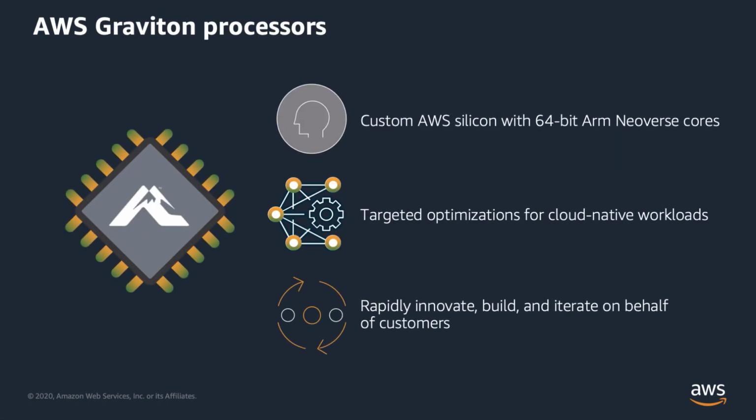So what are AWS Graviton processors? It's custom in-house designed silicon based on AWS experience of running cloud workloads at scale for many, many years, built on 64-bit ARM Neoverse cores with targeted optimizations for cloud-native workloads. This allows AWS to innovate across the entire stack on behalf of our customers, right down to the processor that you're running your workload on, the Nitro system that enables us to offload virtualization and provide increasing levels of security and network and storage capabilities. And we can iterate on behalf of our customers across that entire stack to ensure we continue to deliver new innovation and the best price performance for our customers across a variety of workloads.